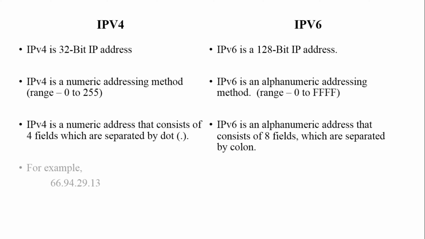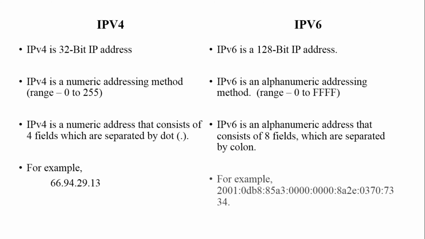An example is given here for IPv4, and this is the example of IPv6. As you can see, the IPv4 address is a numeric address. It has 4 fields: the first field is 66, the second is 94, the third is 29 and the fourth is 13.